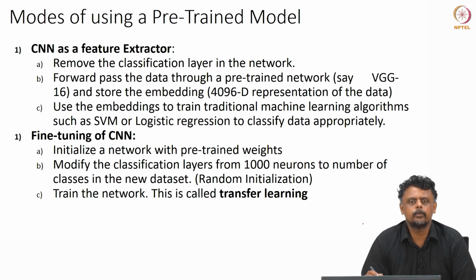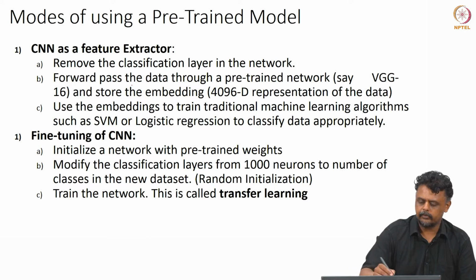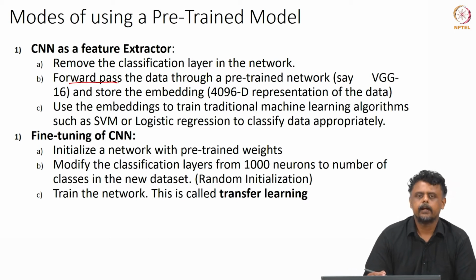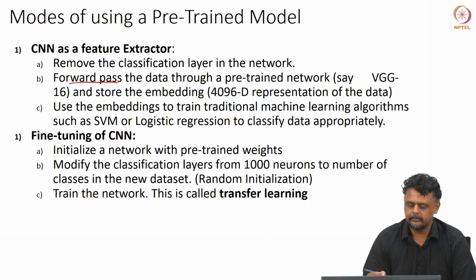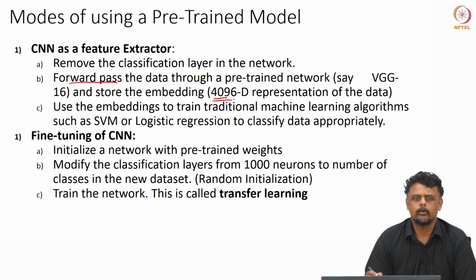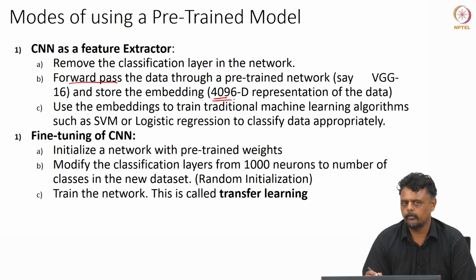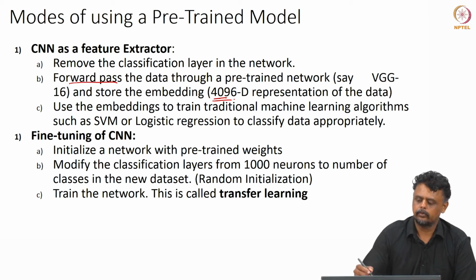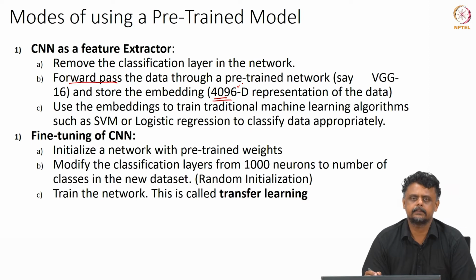So, what you would do is take a network like AlexNet or VGG or Inception, which has been trained on the ImageNet database. Do a forward pass of the data through the pre-trained network and store the embedding. In the case of AlexNet or VGG, you have about 4096 neurons in the layer before the classification layer. You take this as a representation of your data. So, now your input data is represented by a 4096 length feature vector.